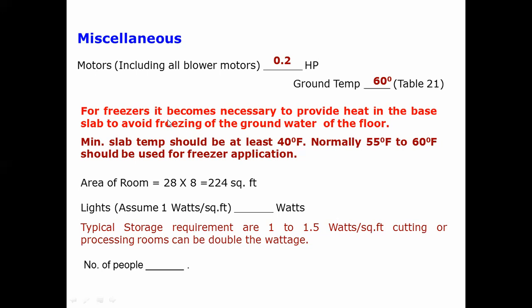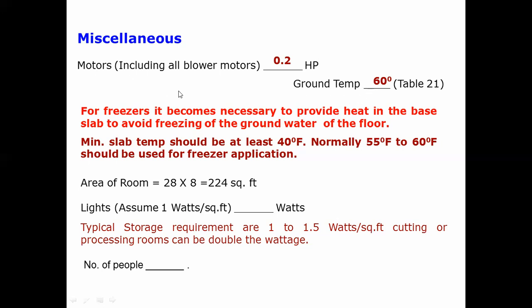So for freezers, it becomes necessary to provide heat in the base slab to avoid freezing of the groundwater of the floor. The minimum slab temperature should be at least 40 degrees Fahrenheit. Normally 55 to 60 degrees Fahrenheit should be used for freezer application. If there is some freezing, we cannot walk through the floor, so we should avoid freezing. So here you give ground temperature as 60 degrees Fahrenheit.